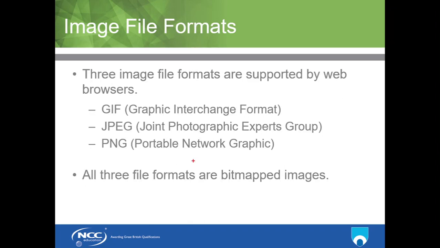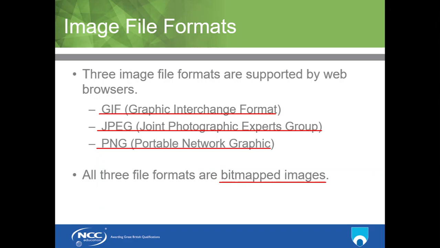Now, on the web, you can use one of these image file formats. The first one is called GIF. The next one is called JPEG. I know you've heard of this. I also know that you've heard of PNG. Today, you will also see the full meaning of each one of them. For example, JPEG is Joint Photographic Experts Group. All these image types are raster images or bitmapped images.